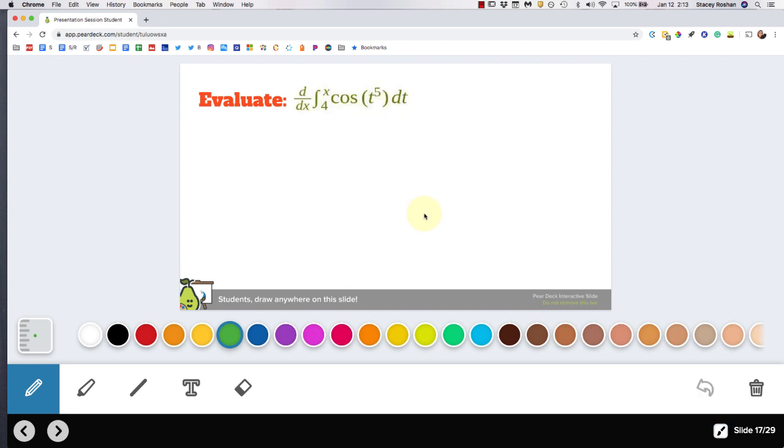All right, now we're getting into some FTC on this one because I'm doing a derivative of an antiderivative, and that's my only bound that is a variable. So that's all I'm concerned about putting in and then chaining.